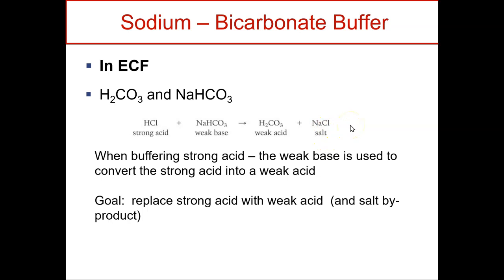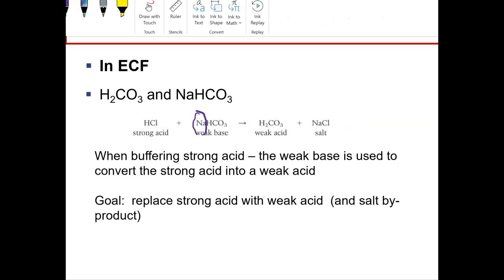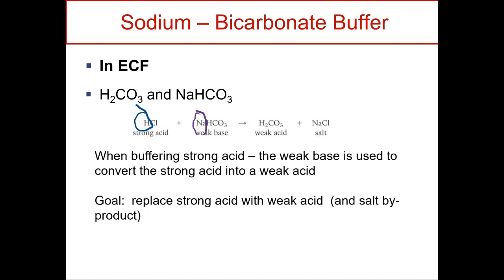An easy way to look at it is to think about the sodium, I'll put that in purple, and the hydrogen, I'll put blue. The hydrogen and the sodium will swap places in all of these equations. And so if my hydrogen comes over, I would have H2CO3. And if my sodium swaps, notice the sodium comes over here, so I have NaCl. That's all it is, an exchange reaction. But what I do is I get rid of my strong acid, and now I have a weak acid, so it won't change the pH.